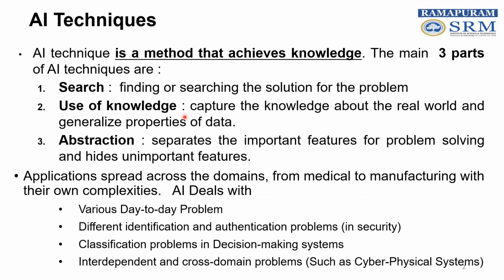Now we'll go to the next topic. The topic is called AI techniques. So an AI technique is a method that achieves knowledge. What are the three main parts of the AI techniques? The first thing, you should have a search.